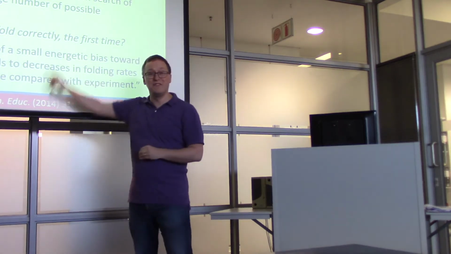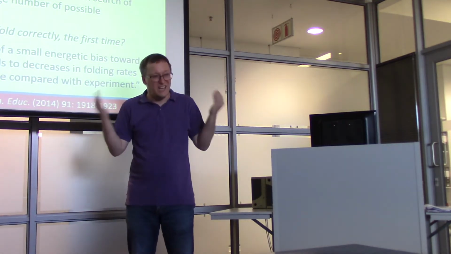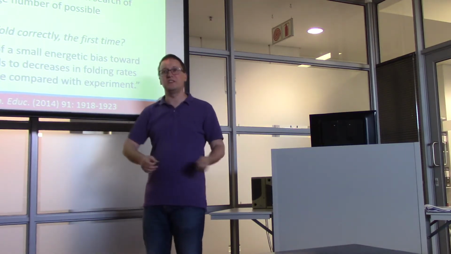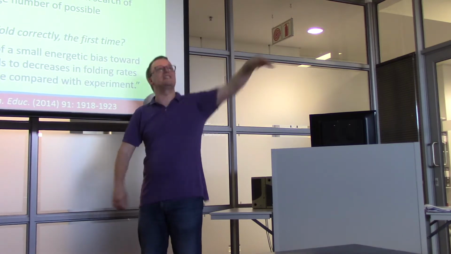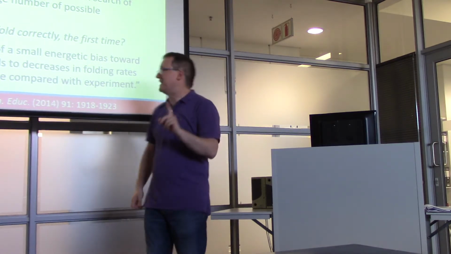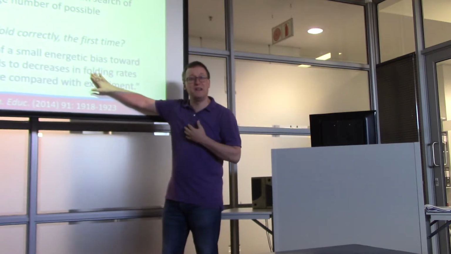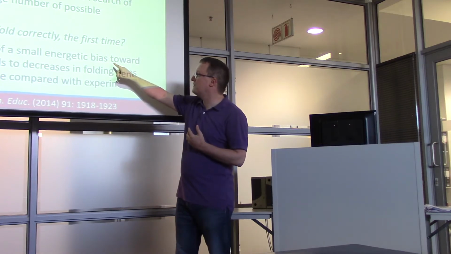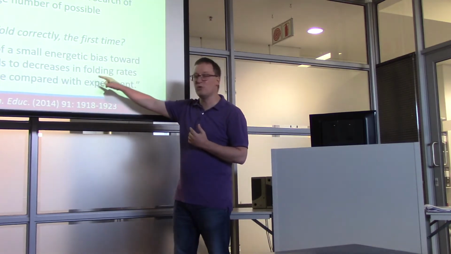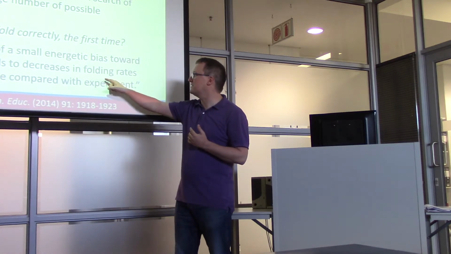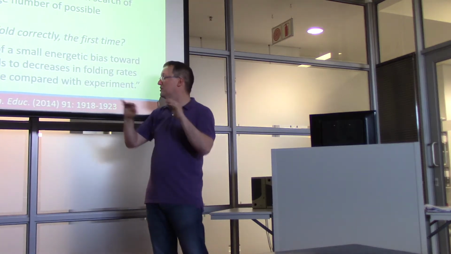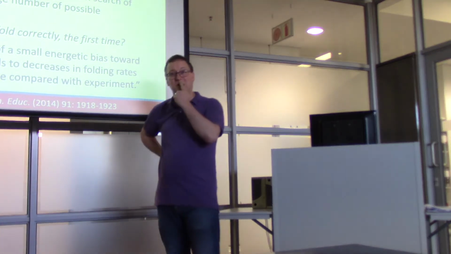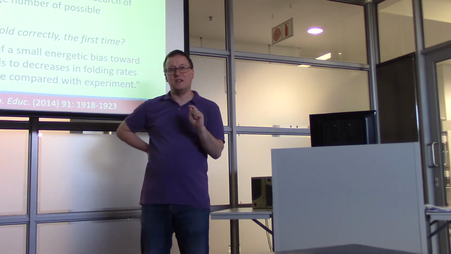Right. So that's what Levinthal is saying. There are so many different ways any one sequence could form up that it's not possible that the protein just sort of randomly wanders to it. But people have been able to resolve this paradox by this realization. The introduction of a small energetic bias toward the native state leads to decreases in folding rates such that they can be compared with what we actually see on the bench. That's kind of shocking. But we've already talked about this in like the 3rd slide.